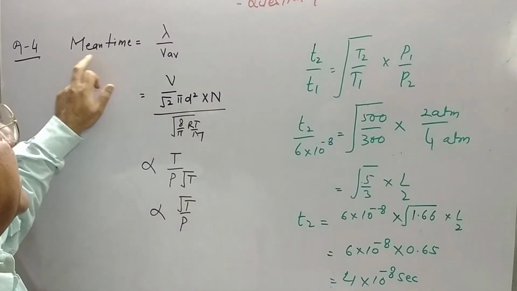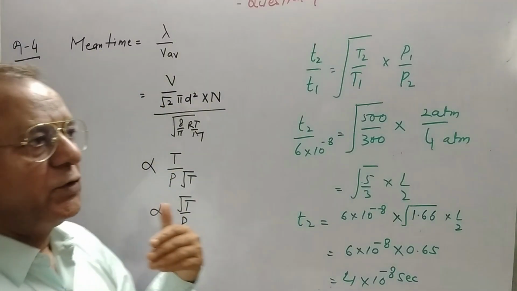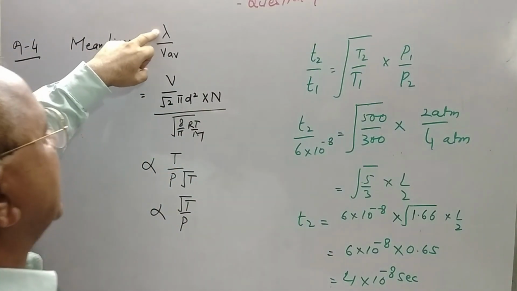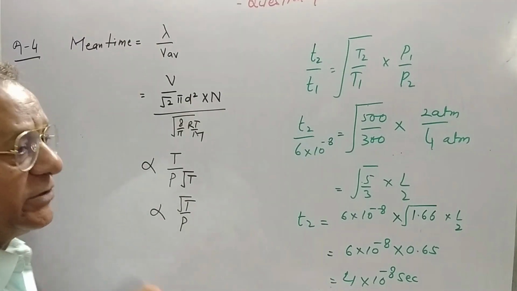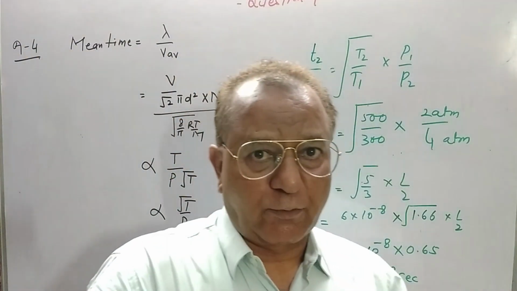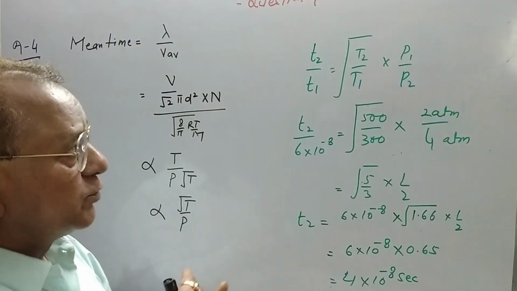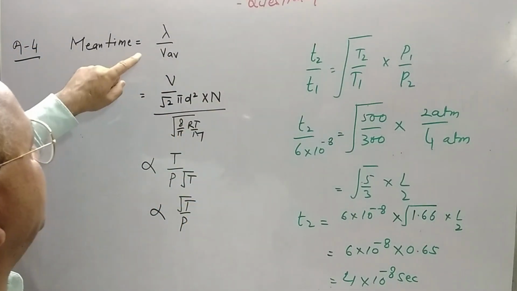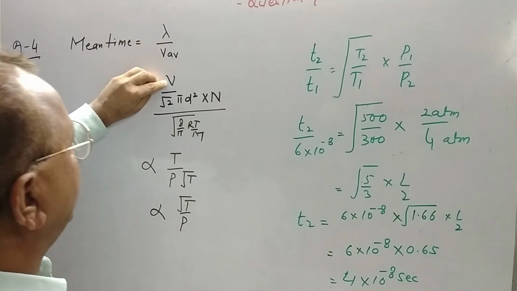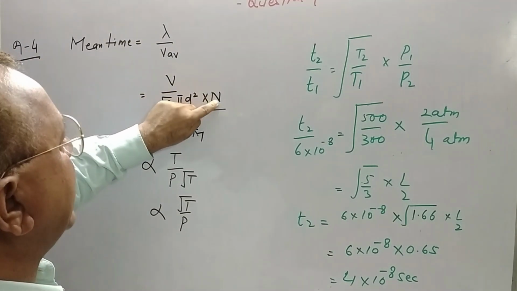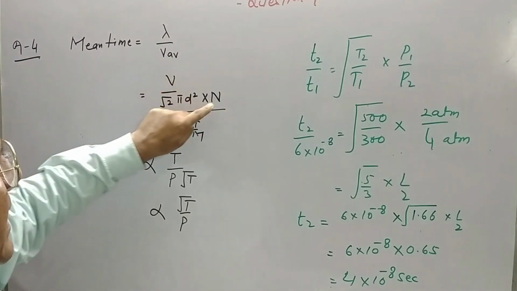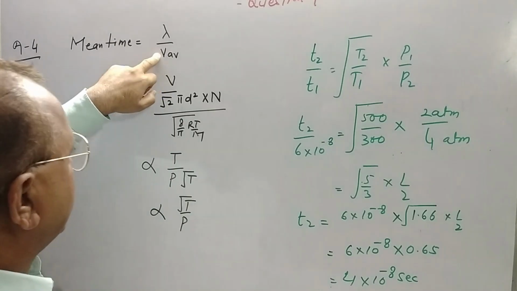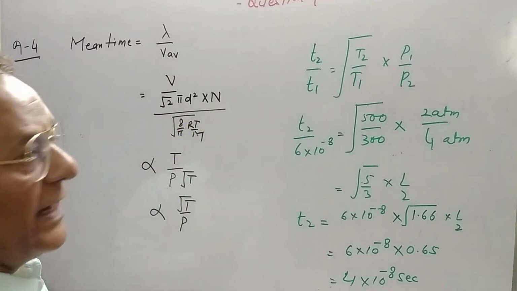Mean time, that is the average time between two consecutive collisions, is equal to mean free path divided by V average. Now in this question you have not been asked to calculate the exact value. You have been asked to calculate the variation. Two sets of parameters are given. You are given V divided by root 2 pi d square n, because I have given you the formula, n, a number density, is n divided by volume, and in the denominator there is 8 upon pi RT by m.